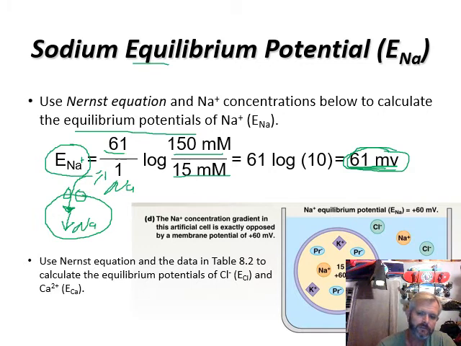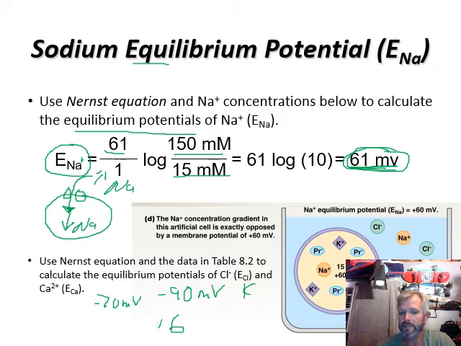Our potassium electrochemical equilibrium was at negative 90 millivolts. Where does our resting membrane potential sit? At negative 70 millivolts. Okay, this is potassium. Where's our sodium electrochemical equilibrium? At positive 60 millivolts.